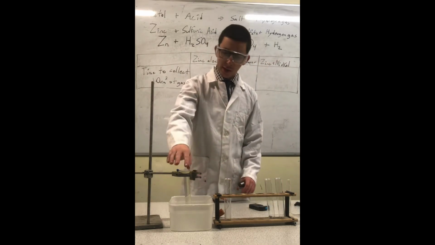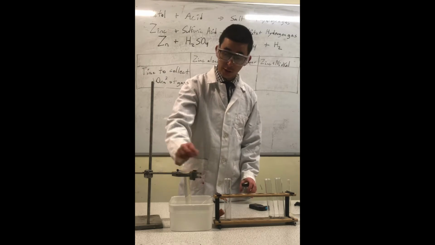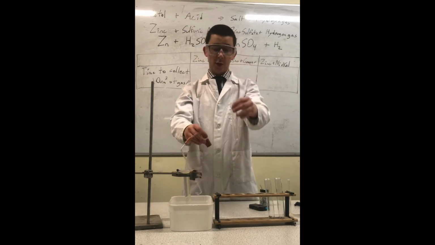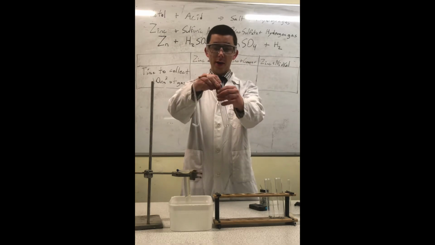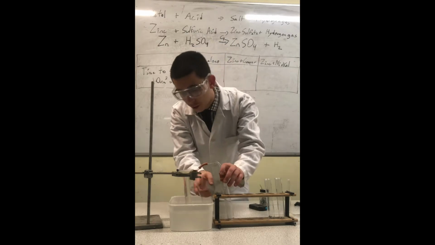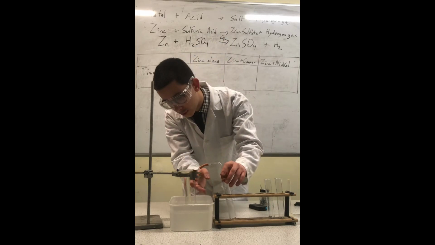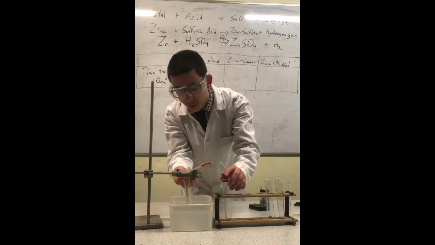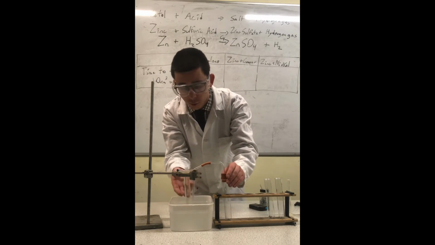So here, I have an inverted measuring cylinder that's filled with water. I will put the zinc and sulfuric acid in my test tube, and then I'll put the rubber bung connected to the tubing on top, so that all of the gas produced will transfer into my inverted measuring cylinder. And when the gas goes in, it will displace the water, so the water will come out.